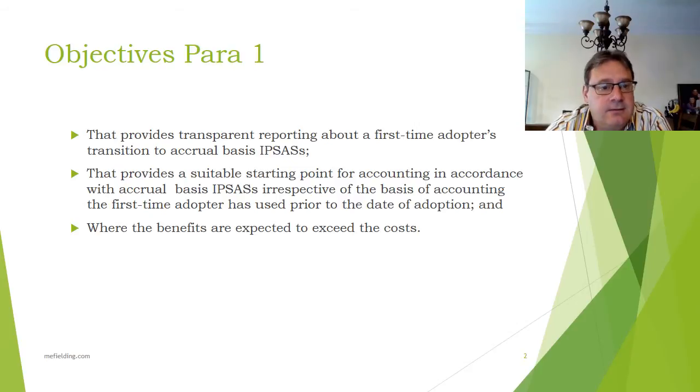So what have they done? Let's just look at the third one first, where the benefits are expected to exceed the costs. I think that's in every standard, so we can move quickly over that. The purpose of the standard, therefore, is that the government should provide transparent reporting about a first-time adopter's transition to the accrual basis. I have to say, with all of these things, the famous Jewish saying, never show people how you make two things, those two things being laws and sausages.